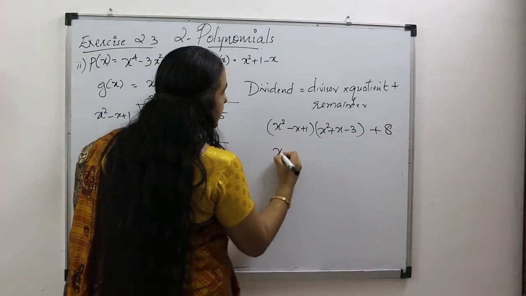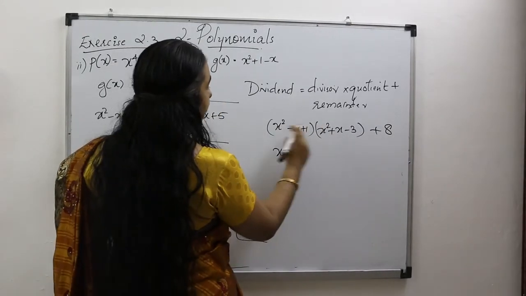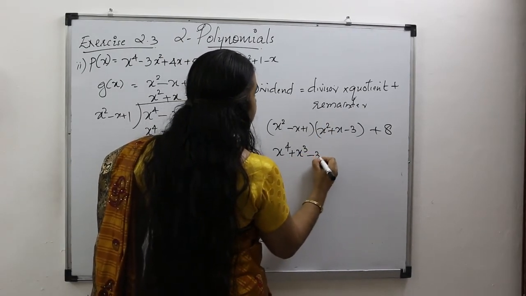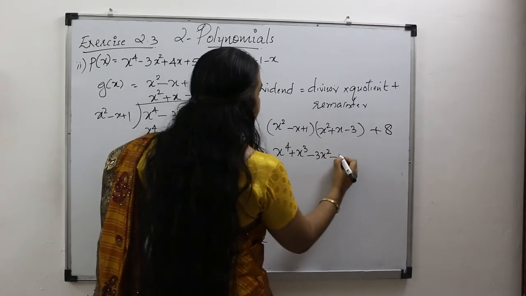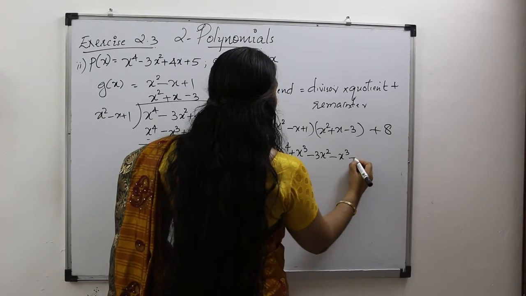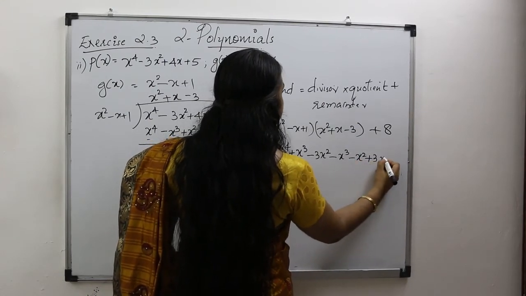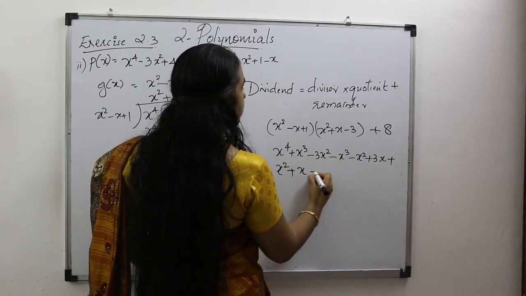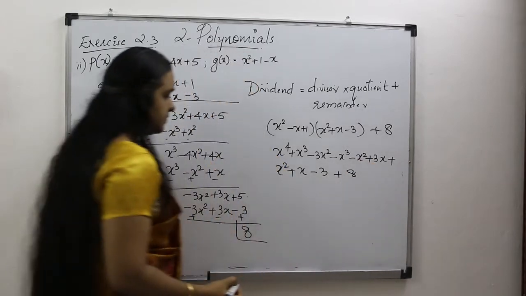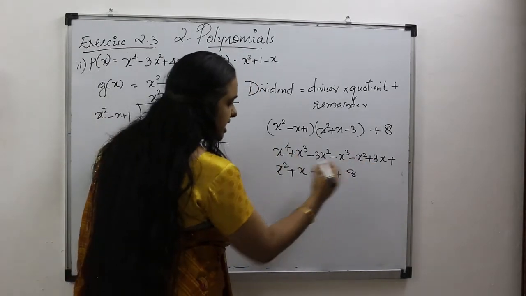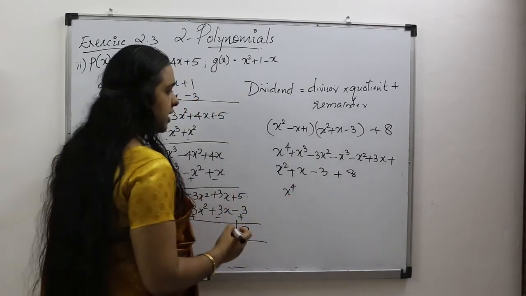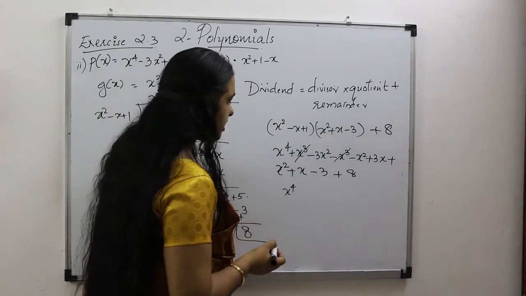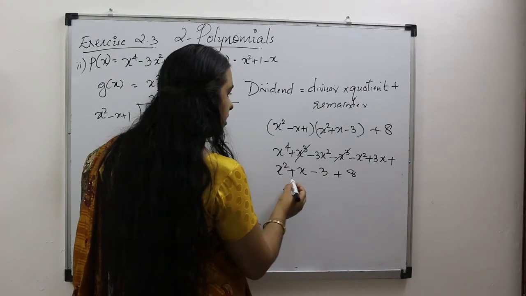This will become x raised to 4 plus x cube minus 3x square minus x cube minus x square plus 3x plus x square plus x minus 3 plus 8. Okay, x raised to 4 term, there is only one term for x raised to 4. Plus x cube minus x cube, we strike it out.